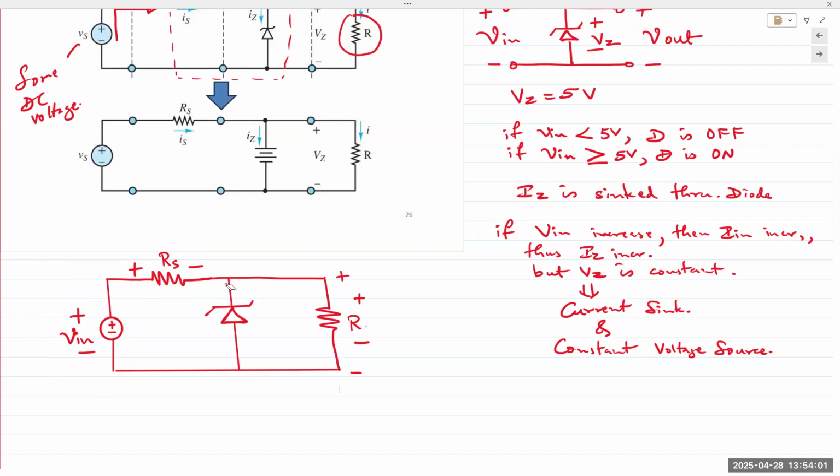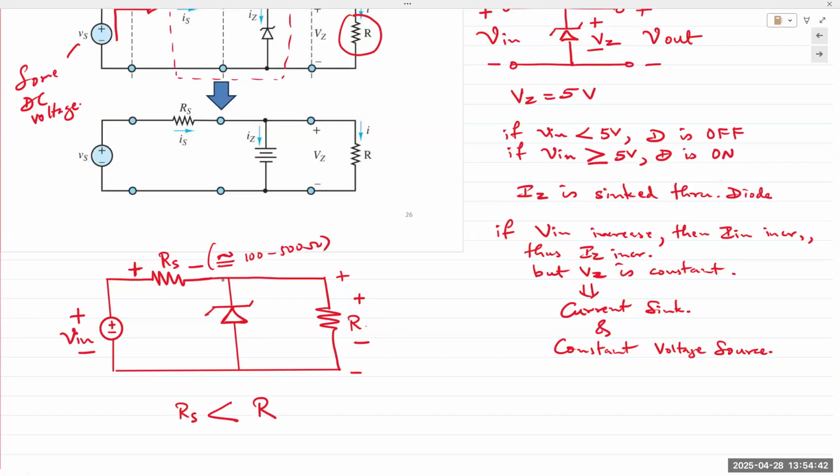But the value of that RS resistance is typically small. So compared to the load resistor RL, RS would be smaller. We want the larger voltage to be dropped across your output load resistor. RS typically is a few hundred ohms, 100 to 500 ohms, depending on our application. So it's not too large.